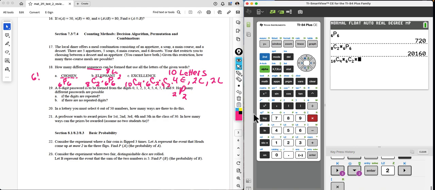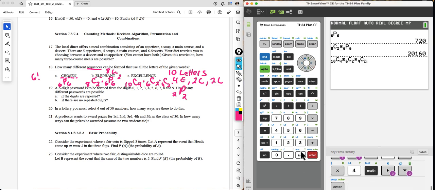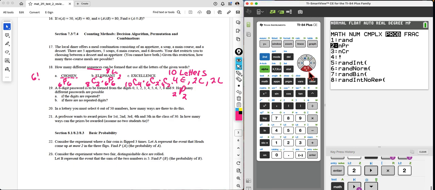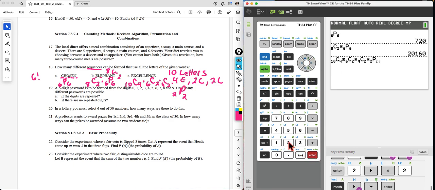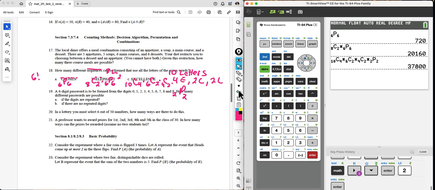6 choose 2, and then we're going to do a 4, math, probability, choose 2, times, so we got that one, that one, that one. Now we need a permutation, so we do 2, math, permutation of 2. Hit enter. 37,800.